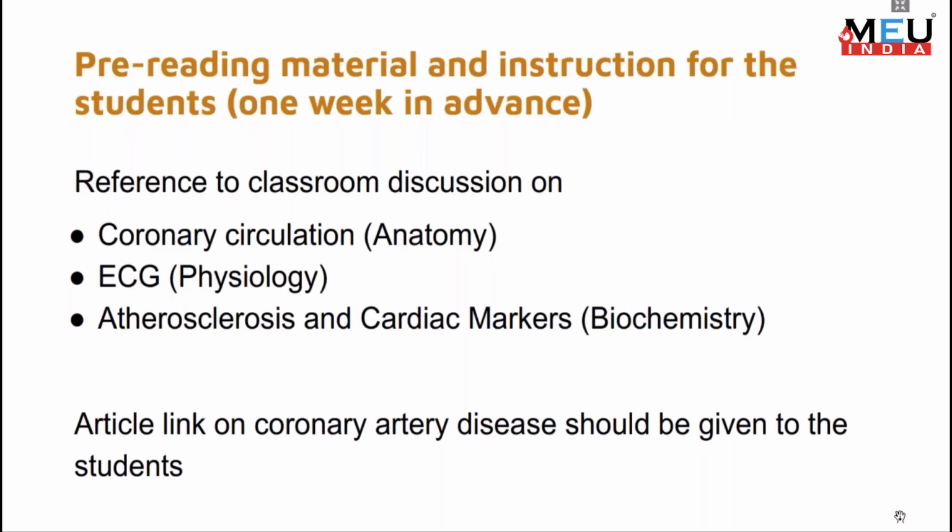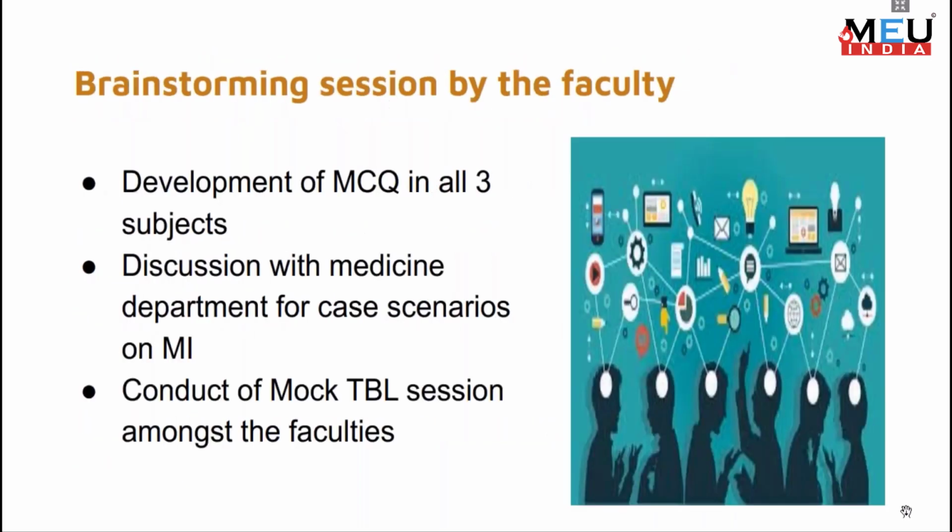One week in advance, pre-reading material and instructions for the students are provided. Reference to classroom discussion on coronary circulation is provided by anatomy. Physiology provides ECG to the students, and biochemistry provides atherosclerosis and cardiac markers. Pre-reading materials and instructions are provided to the students. An article link on coronary artery disease should be given to the students.